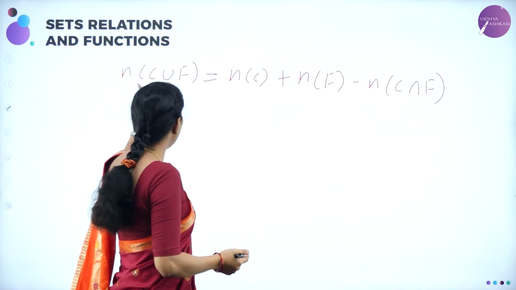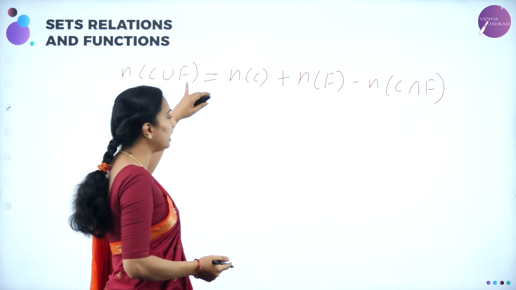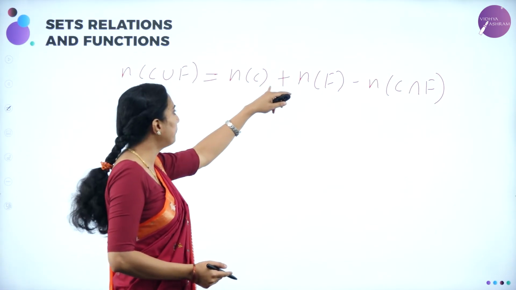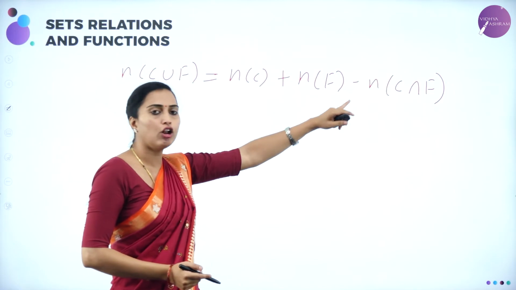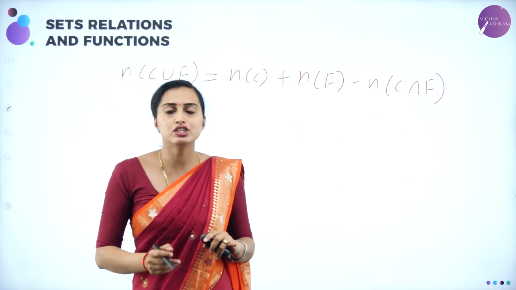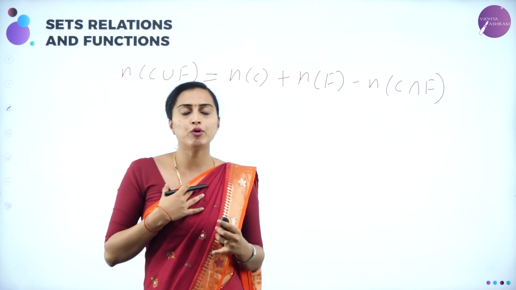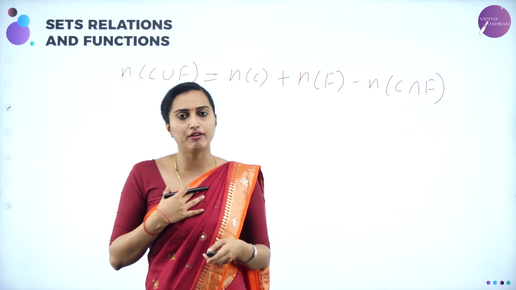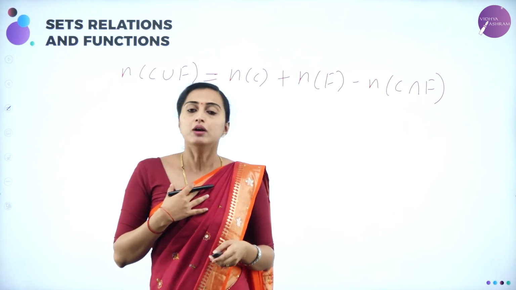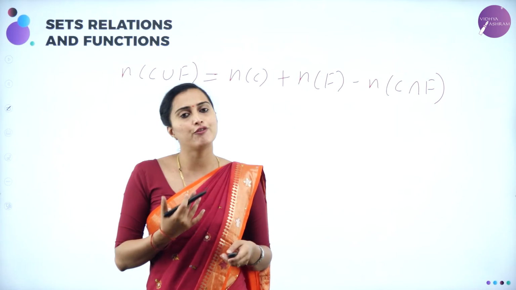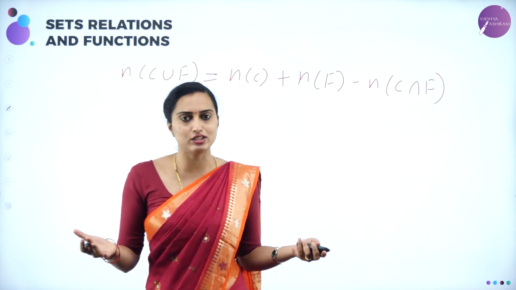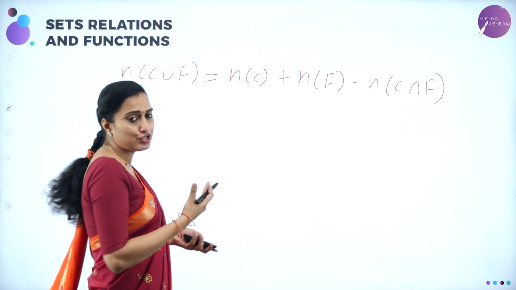You can remember n of A union B can be written as n of A plus n of B minus n of A intersection B. Instead of A and B, I am going to choose C and F according to the given question. C is nothing but cricket here, F is nothing but football here. That's it, dears. So no such difference here.